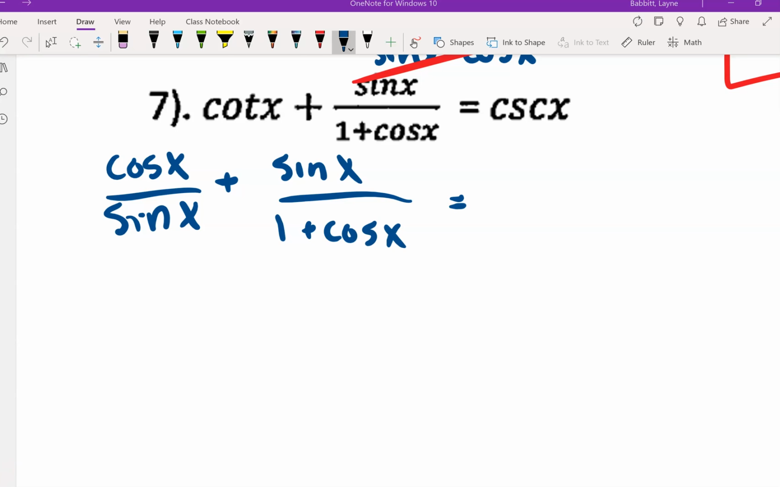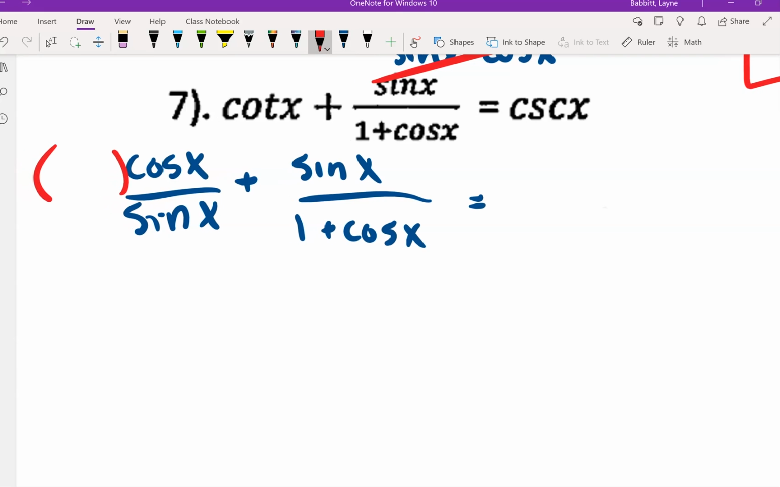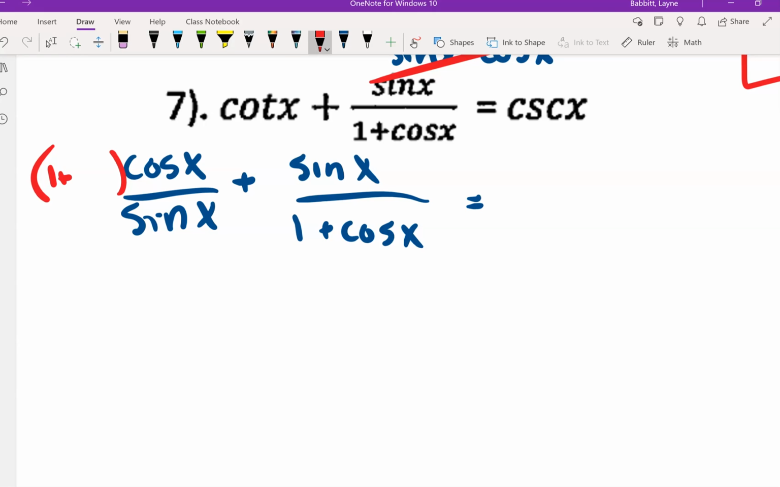I want to get rid of these separate fractions. I'm trying to simplify, so I'm going to combine these, but first I need to get common denominators. The common denominator on this side is I'm going to have to multiply by 1 plus cosine x. And on the other side, I'll have to multiply by sine.